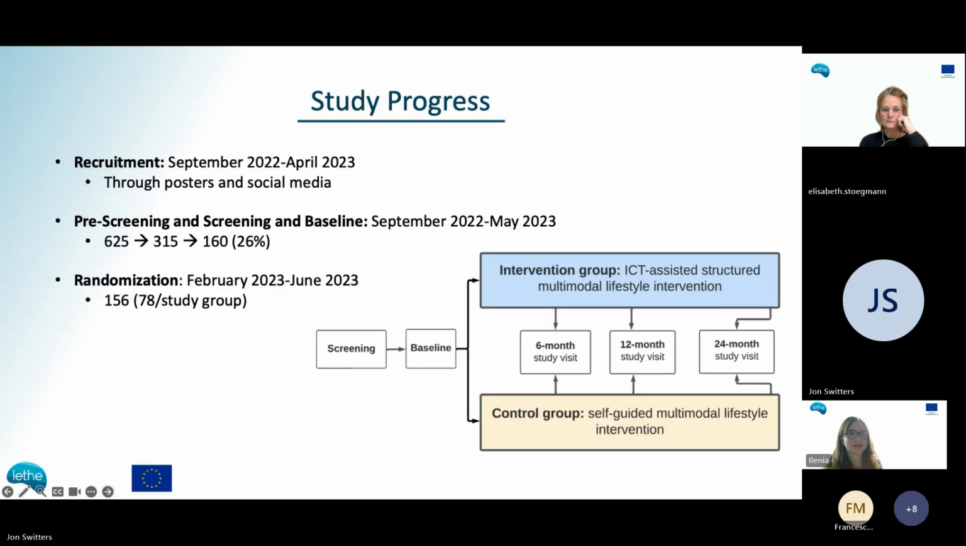Next slide. This is the study progress. We started the recruitment in September 22. We did the recruitment mostly through posters and social media advertisement, which worked out quite well. And we did a remote screening visit on the phone, mainly in regard of age, but also in regard of the KIDE score. And finally, we could randomize 156 participants to the study. And at the moment, we have already completed the 12-month study visit, so only the 24-month study visit is open at that time point. Next slide, please.